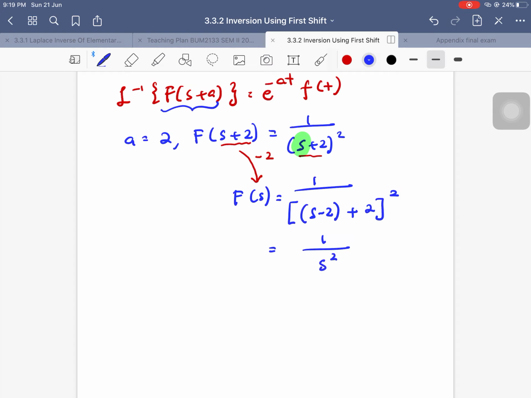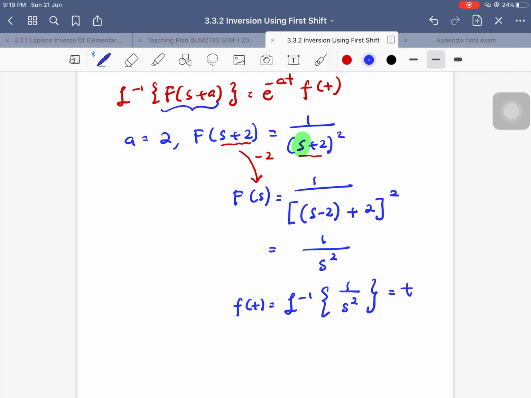If you don't understand how I go from here to here, please revisit the second shift theorem, where I show in detail the algebraic manipulation. I'm not going to show you again. It's going to be the same thing. That is going to be 1 over s squared. And now the next step is I'll be converting this to f of t. So f of t is simply going to be the Laplace inverse of 1 over s squared.